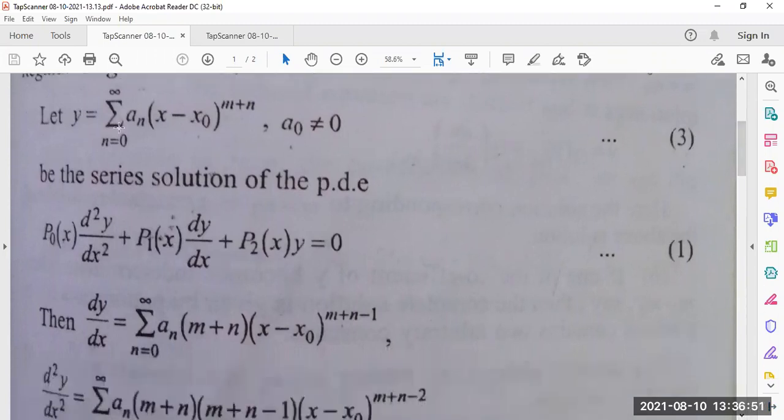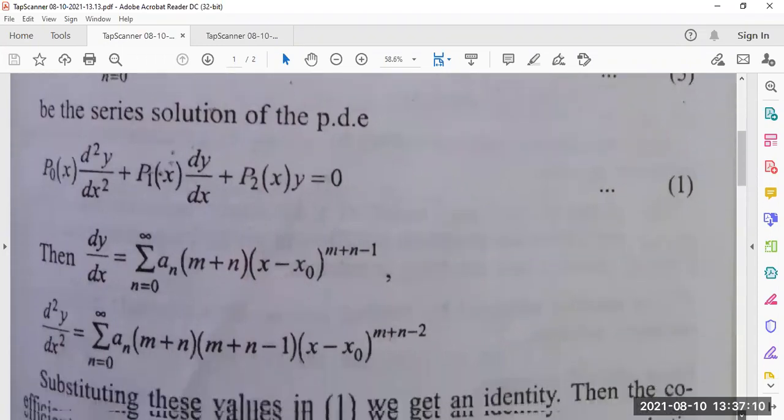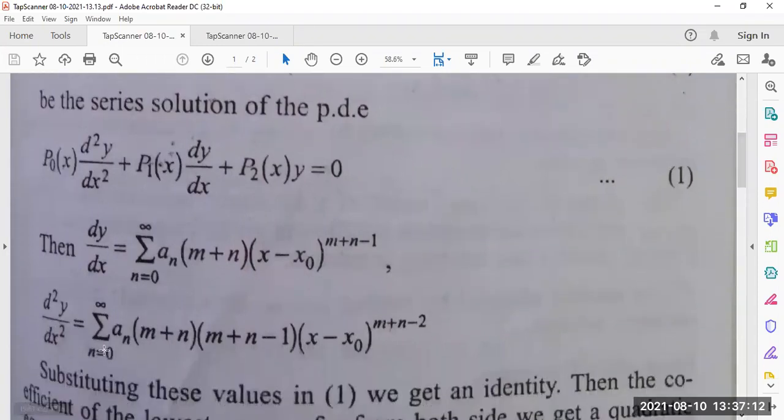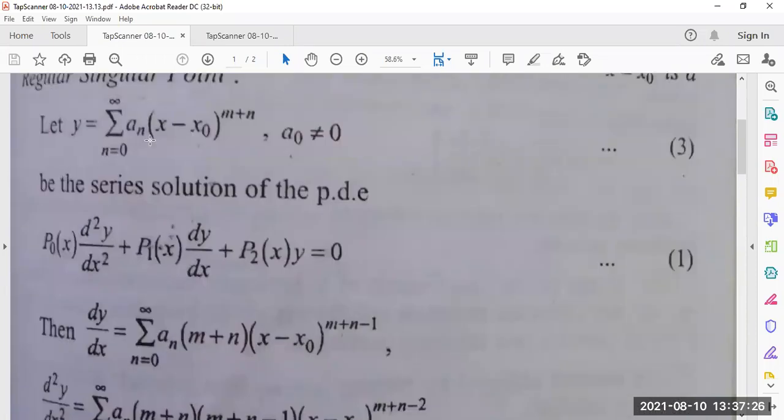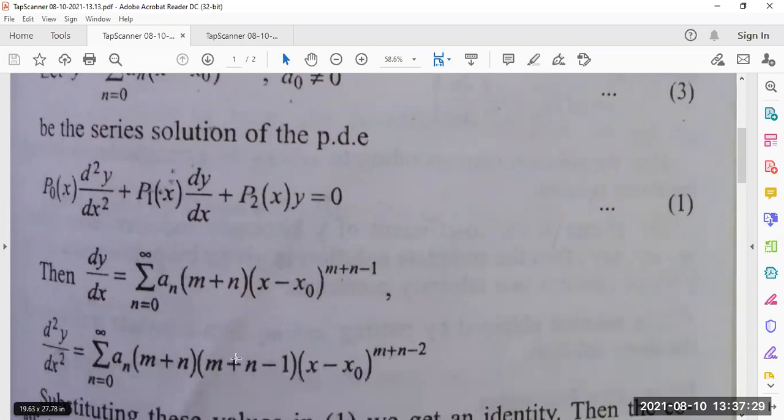So as y equal to this, if we take the first order derivative, then dy/dx equal to summation n equal to 0 to infinity a_n (m plus n) (x minus x0) to the power m plus n minus 1. As well as if we take the second order derivative, then d2y/dx2 is equal to summation n equal to 0 to infinity a_n (m plus n)(m plus n minus 1) (x minus x0) to the power m plus n minus 2. So by this Frobenius method, we let y equal to this, and after that we get dy/dx and d2y/dx2.